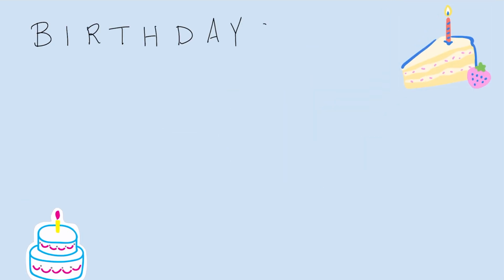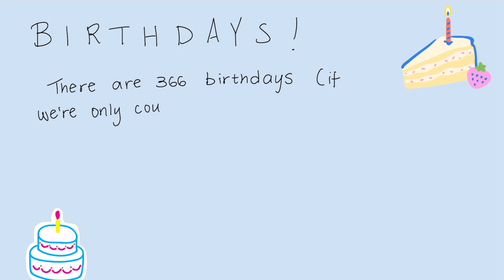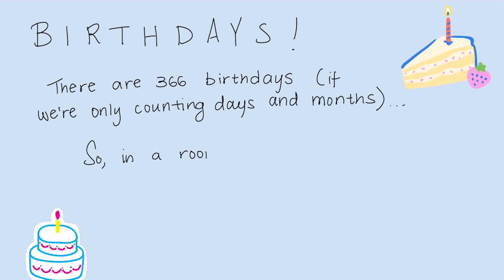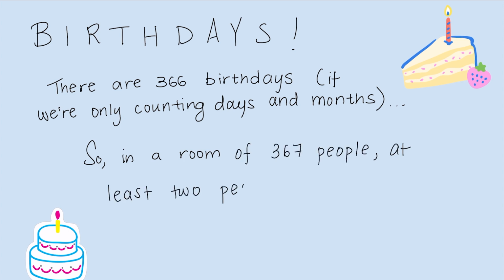A classic application of the pigeonhole principle is birthdays. There are 366 possible birthdays if we're only counting days and months. And here we are including February 29th. So in a room of 367 people, at least 2 will share the same birthday. That comes immediately from the pigeonhole principle.